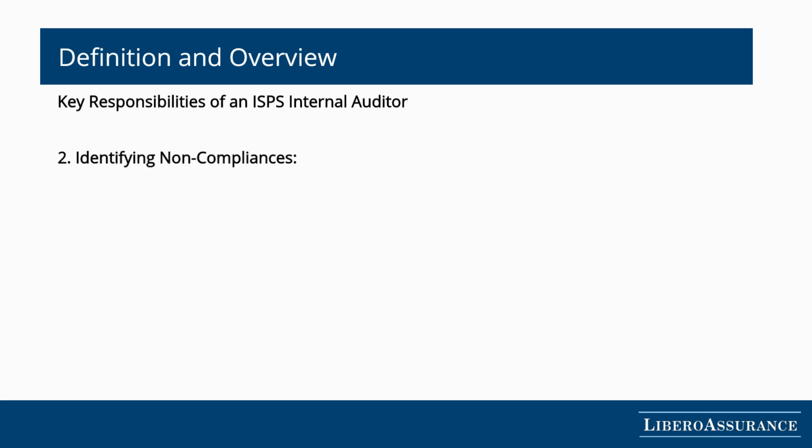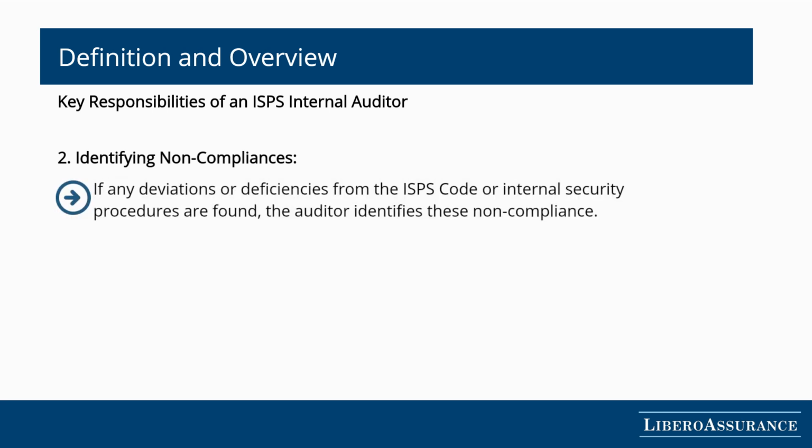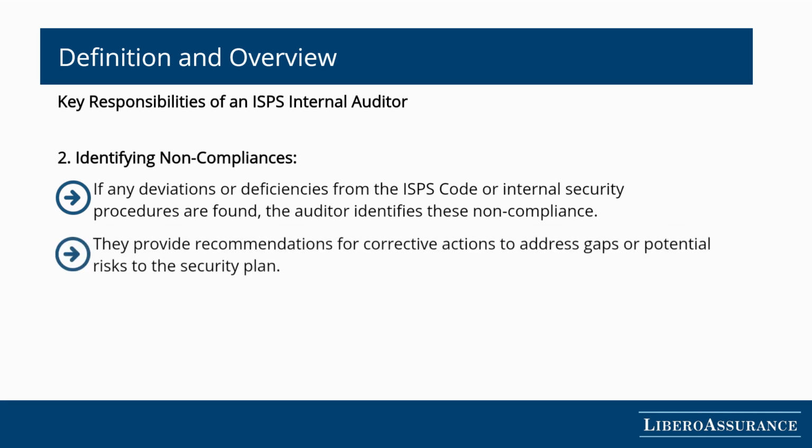2. Identifying non-compliances. If any part of the ISPS code or the approved security plan is not followed, the internal auditor records the non-compliance. They then suggest corrective actions to close the gaps and reduce potential risks.